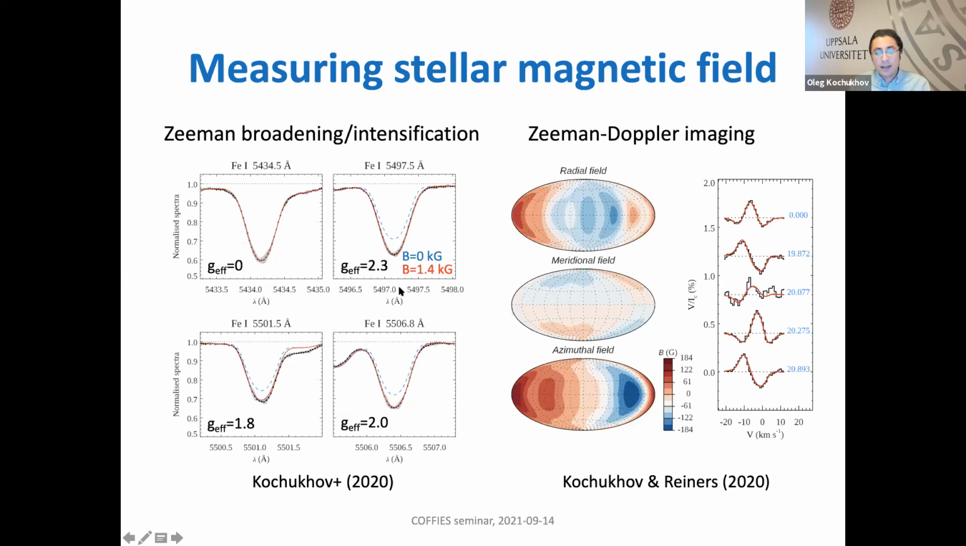And for the three other lines, we actually need to introduce a field of the order of 1.4 kilogauss in order to match the observed spectra, which are shown here with black points. And if you look carefully at this line, 5497, which incidentally is the most magnetically sensitive line in the spectra of G-dwarfs in the optical domain, in this line you can actually also see magnetic broadening. So this line becomes stronger and becomes broader.